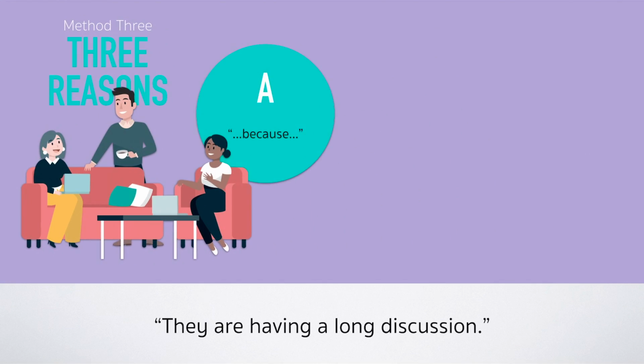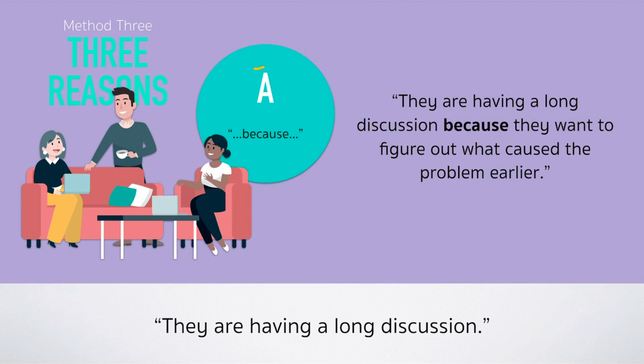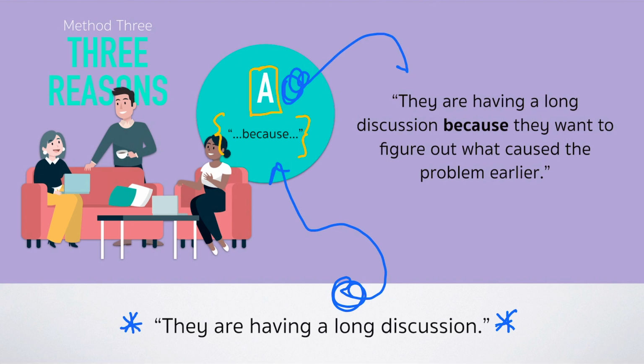Here we go. The first one is letter A, because. Okay, so again, we have our initial or original sentence: they are having a long discussion. We're going to bring that up here, and we're going to use because. And now we're going to add our reason, what we think is the reason for their discussion. They want to figure out what caused the problem earlier.